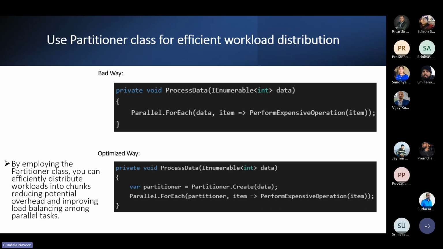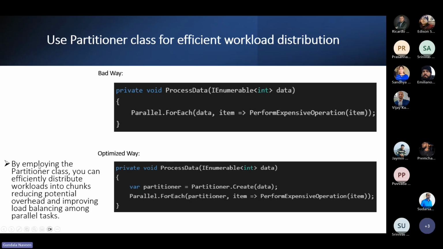But there is an even better way of writing the code to balance the load distribution. Even though we are using Parallel.ForEach, we can still distribute the load by employing this Partitioner class. There is a Partitioner class in C#. This is a predefined class, and we can create an object for that Partitioner class and write the same Parallel.ForEach.